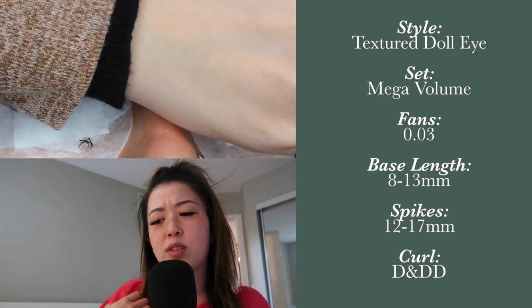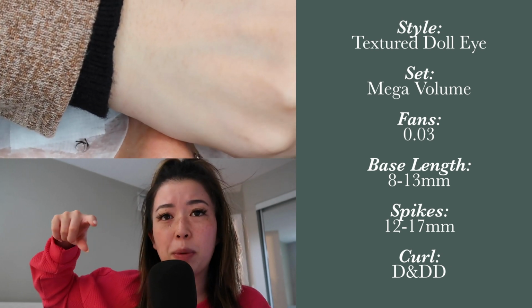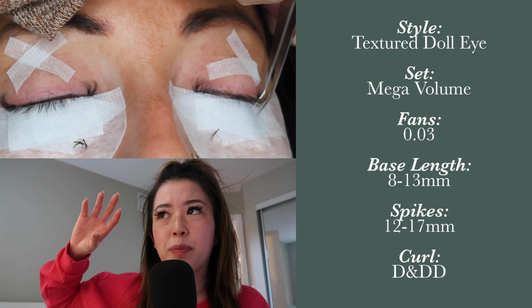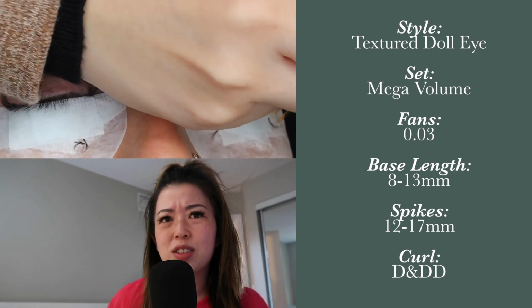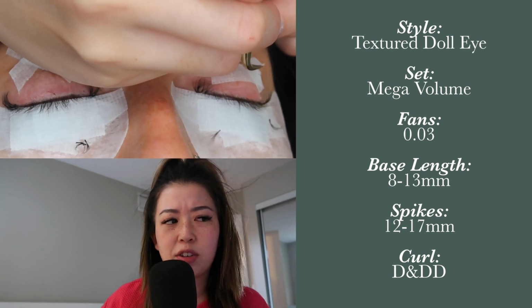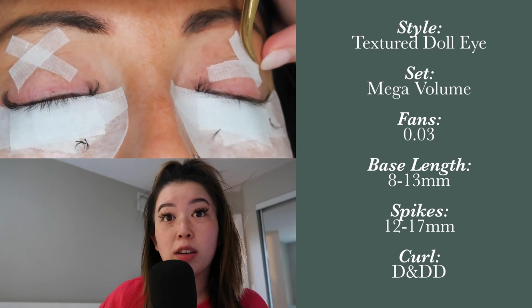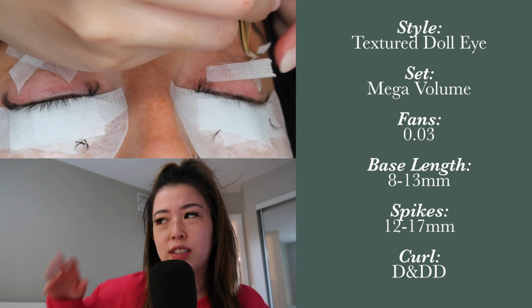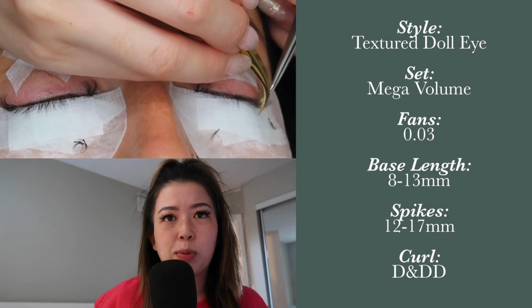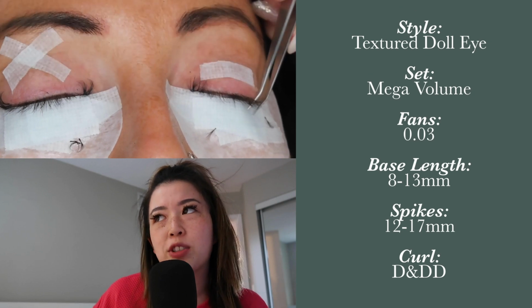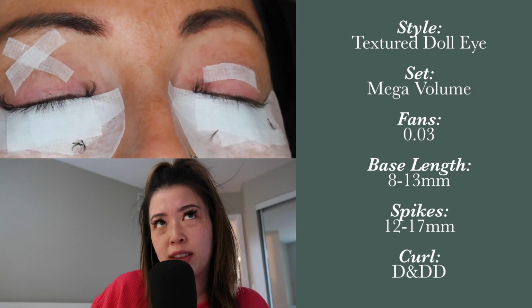So the spikes could be very spread apart so that they emulate more of that falsie look. However, obviously there are lash techs out there that create a lot of spikes, and it's very organized and goes up. So that's not to say that you can't add a lot of spikes, but in my opinion, I think the strip lash looks better with fewer spikes.